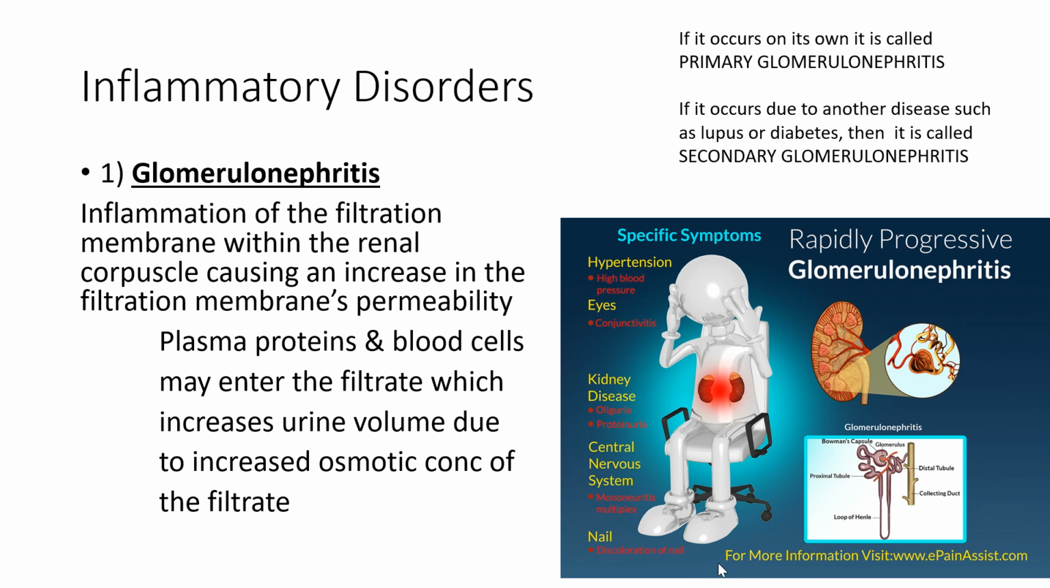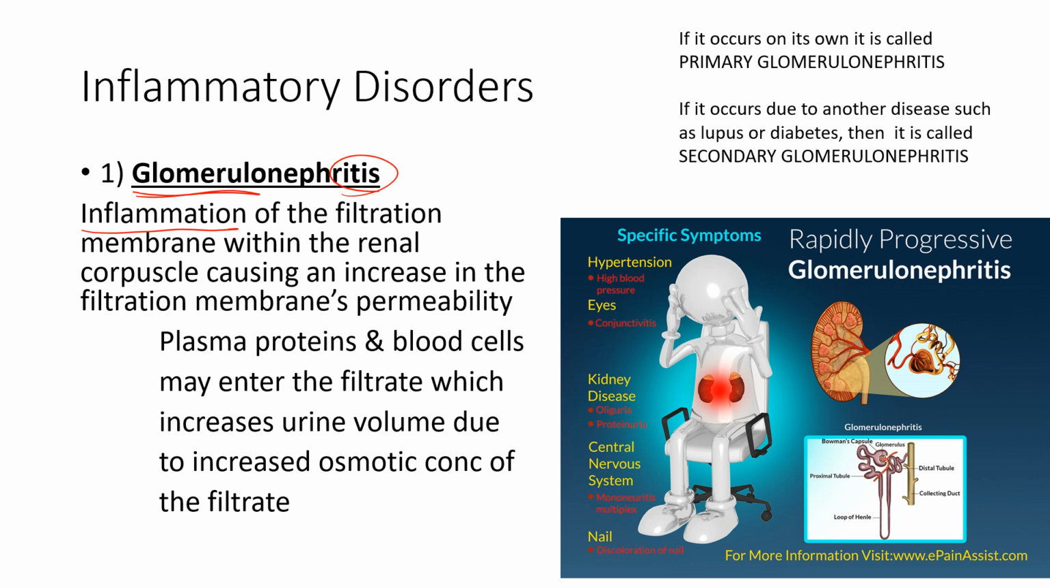Okay, let's take a look at objective 7, diseases and disorders of the urinary system. So the first one we're going to talk about is glomerulonephritis. This is an inflammatory disorder, inflammation, itis, okay, of the filtration membrane, the glomerulus. That's where that comes from.